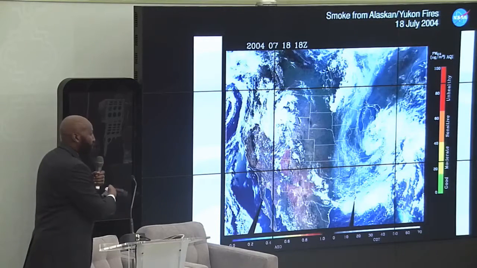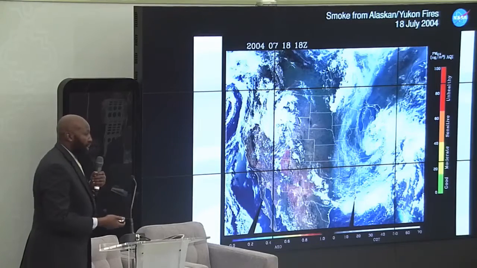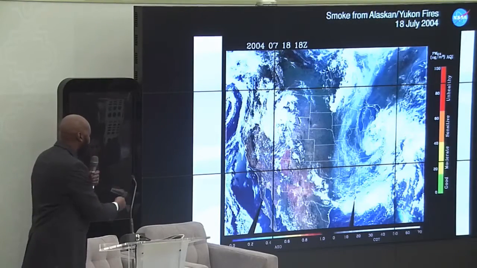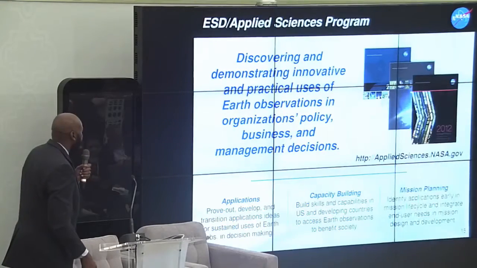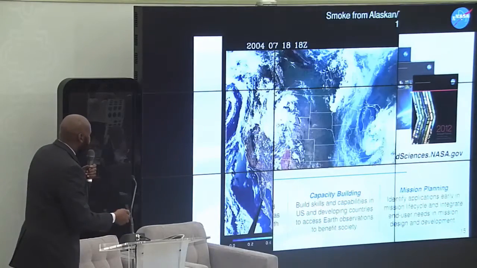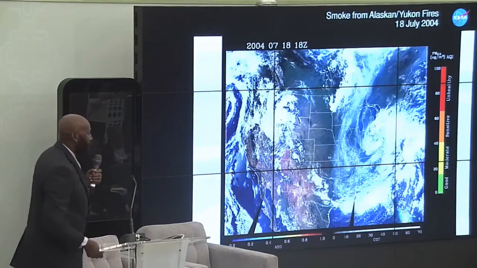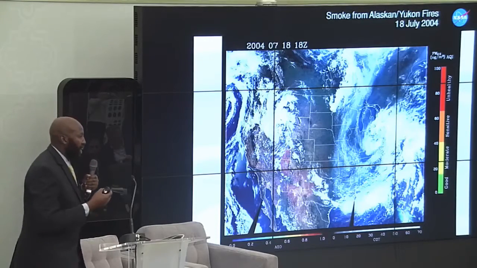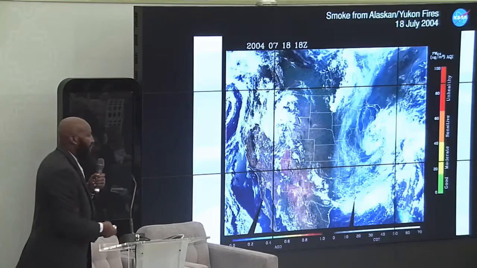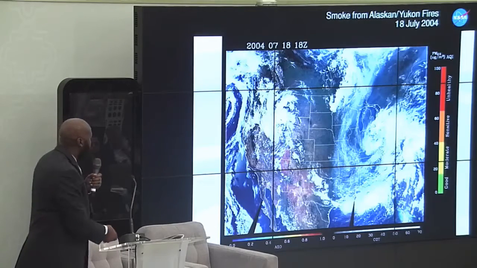There was no way we could have known about this without satellite measurements. The satellite could see a snapshot of this transport across that whole region. And when we looked at those measurements and we looked at the air quality increases, we saw that they followed exactly the path that was shown by the satellite.